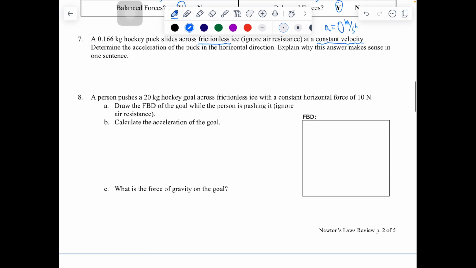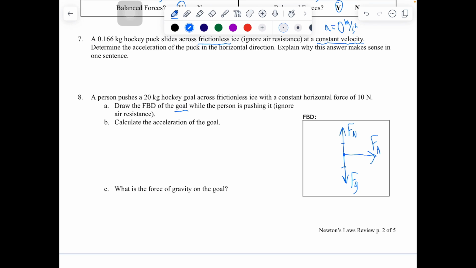Number 8. A person pushes a 20 kilogram hockey goal across frictionless ice with a constant horizontal force of 10 newtons. Draw a free body diagram while the person's pushing it, and we're doing it of the goal, not of the person. Well, there is a force of gravity that is downward. There is a normal force. Those are going to be balanced in this case since the object's not accelerating vertically. And they are pushing it across frictionless ice, so there will be some applied force, like so. Okay?